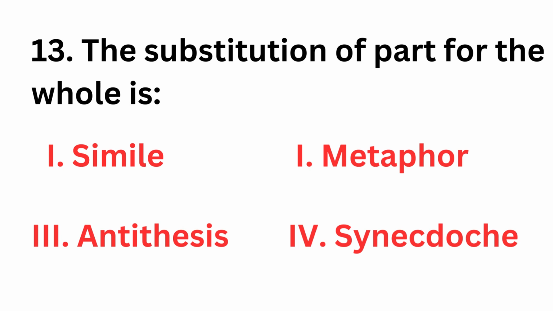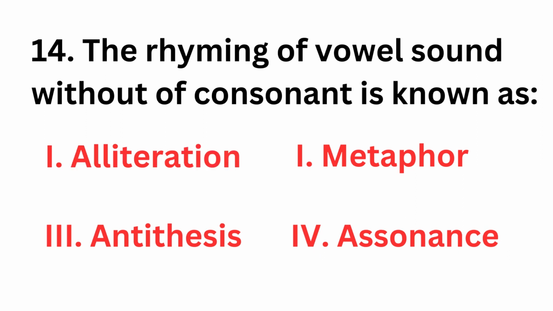This is antithesis. Next one, the substitution of part for the whole, means a part is shown as the whole. So it is synecdoche. For example, chair stands for a powerful person, right? Next one, the rhyming of vowel sound without consonant is known as alliteration, metaphor, antithesis, or assonance. Rhyming of vowel sound without consonant sound is known as assonance. In assonance, we find a repetition of vowel sound.